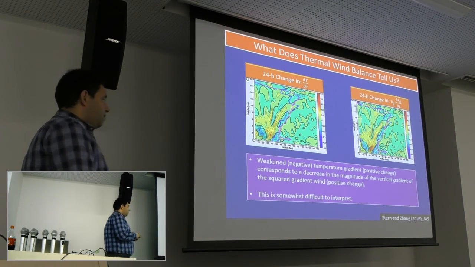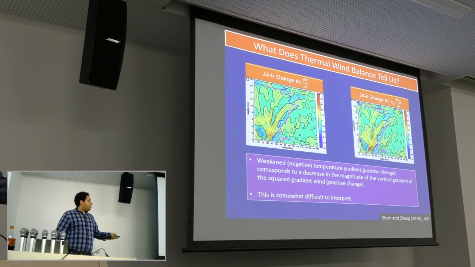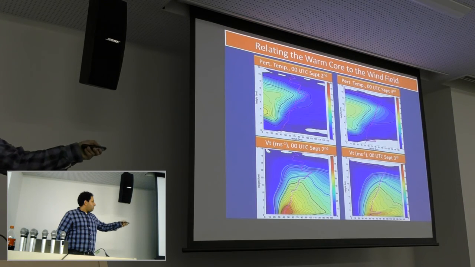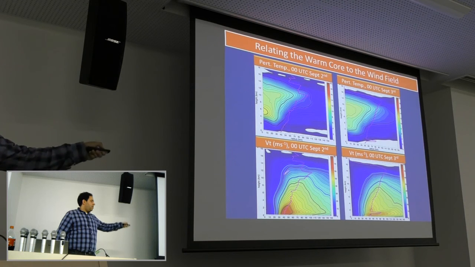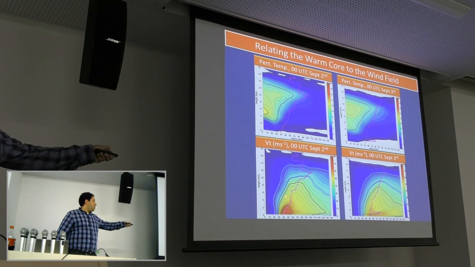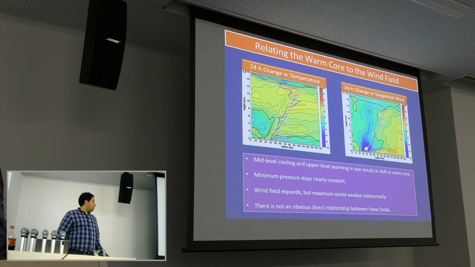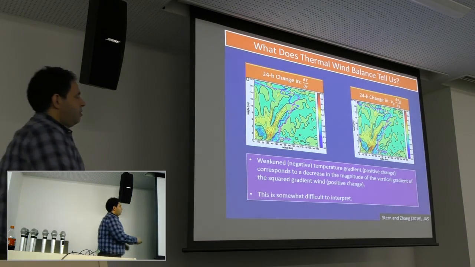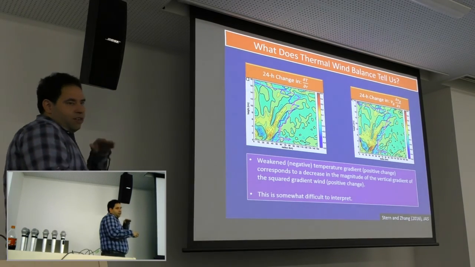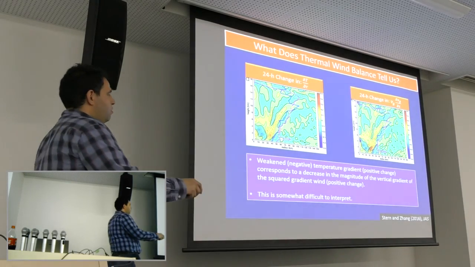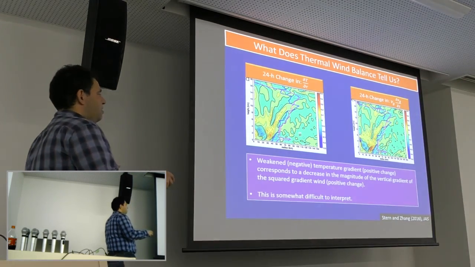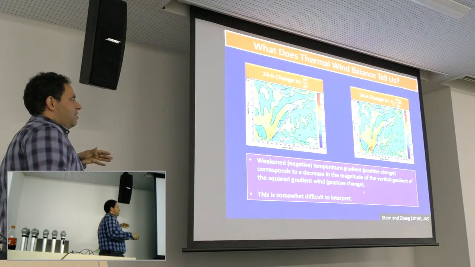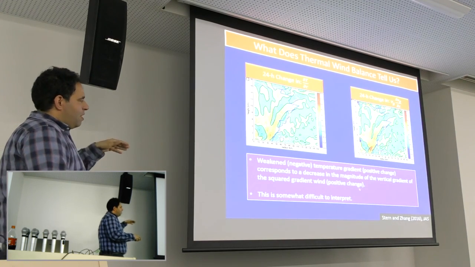And so the gradient wind, if we go back to the wind field, the wind is decreasing with height, and the gradient wind is also decreasing with height. So that's a negative term. And so a decrease in the magnitude of that shear is a positive change. And so this is really saying that the changes in the temperature gradient are related to the changes in the shear of the squared gradient wind.